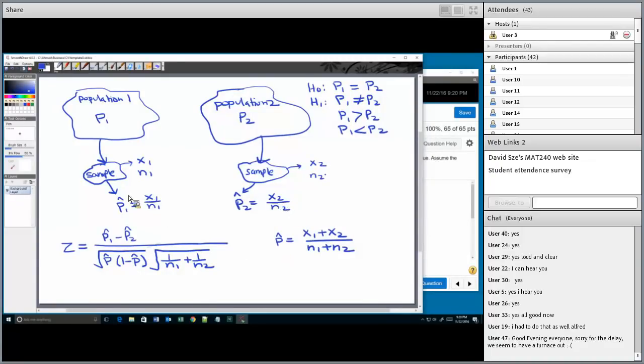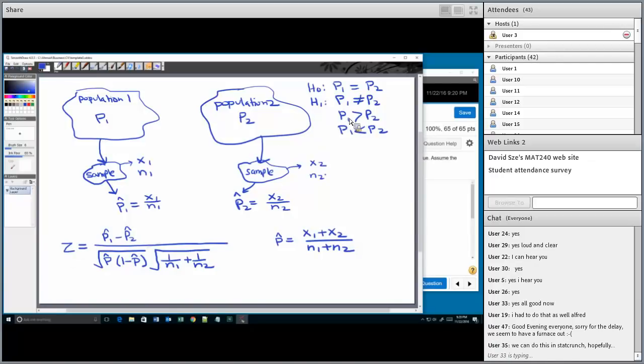Now all you have to do is set up this equation here, which will give you the test statistic. P1 hat minus P2 hat, you will have it from here, divided by this whole thing. P hat is equal to X1 plus X2 divided by N1 plus N2, and then the rest of this is here. Okay, so this is simply the test statistic when you are comparing two proportions.